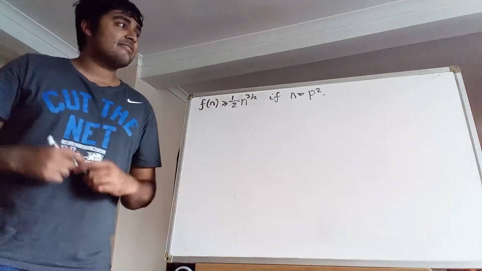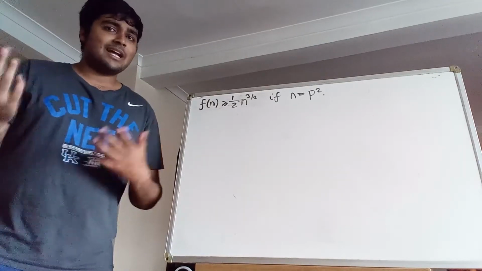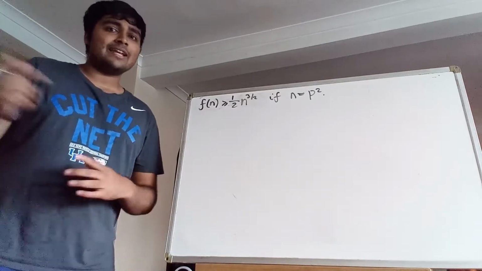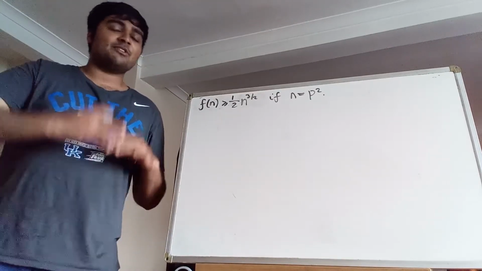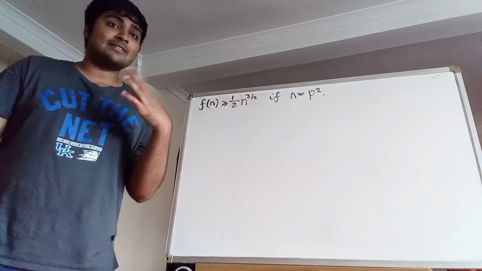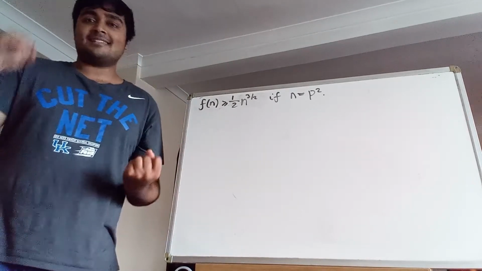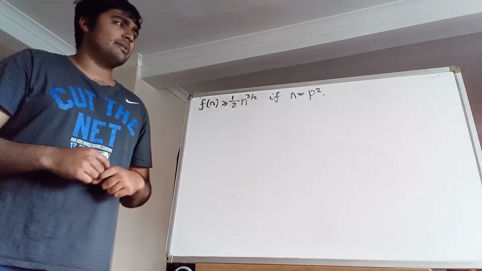Okay, so we've just proved that f of n is at least a half n to the 3 over 2 if n equals p squared. But now, what if n is not the square of a prime? Well, we can use a very famous result from number theory, known as Bertrand's postulate, which says that there's always a prime number between x and 2x for any positive real number x.